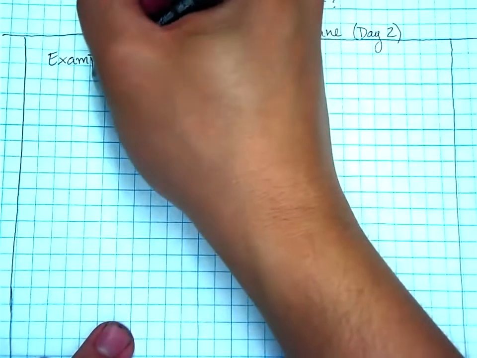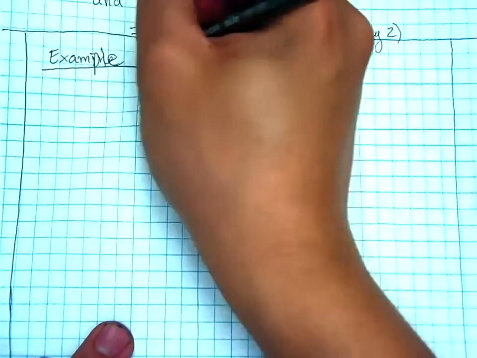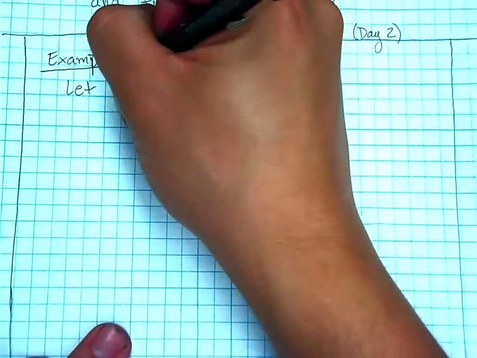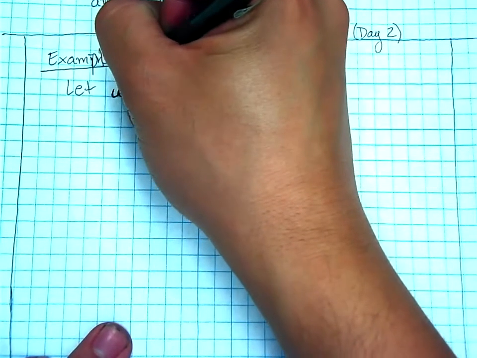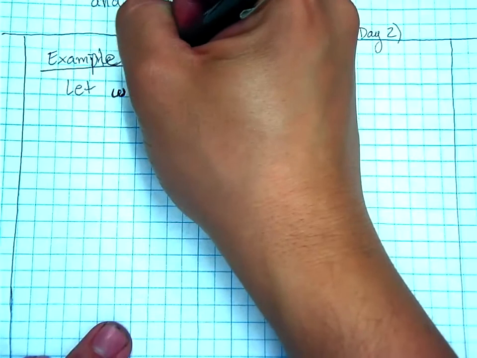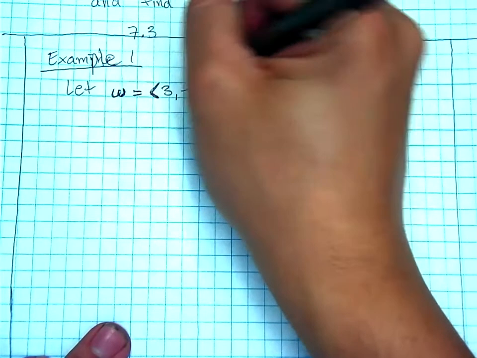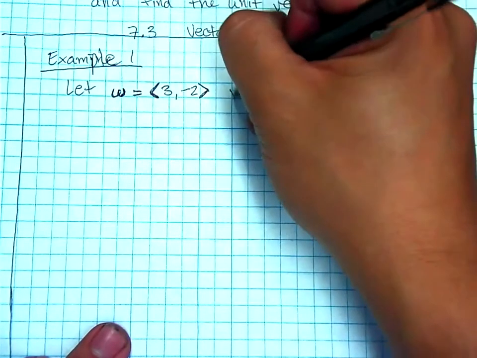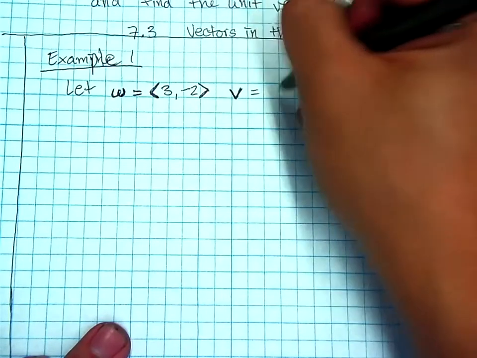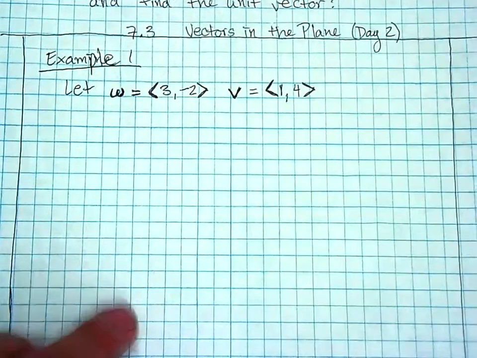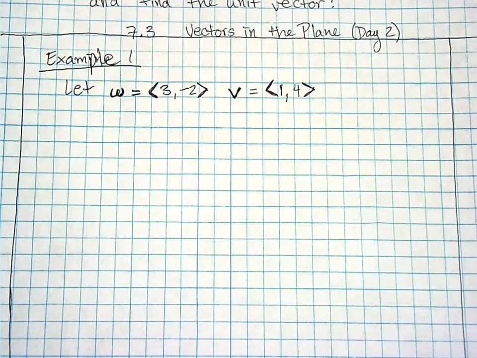Okay, so example 1. We're going to say let vector w, I'm going to try to make it as bold as I can. Remember, you got to make it lowercase and bold. Let vector w be represented by 3, -2, and vector v as 1, 4. Now remember, when we write it in this form, we're talking about the component form. In other words, the vector stemming from the origin.